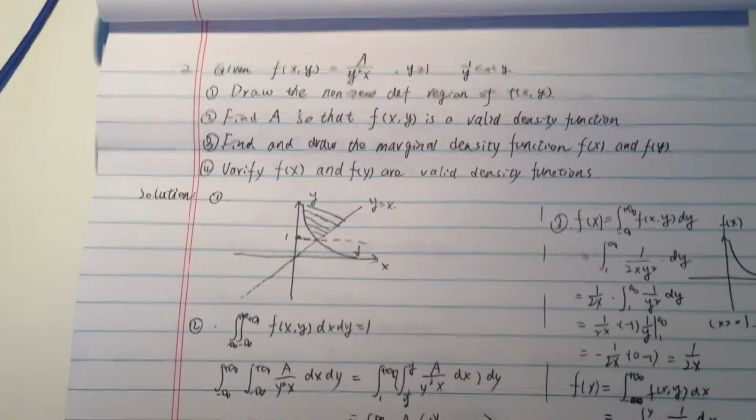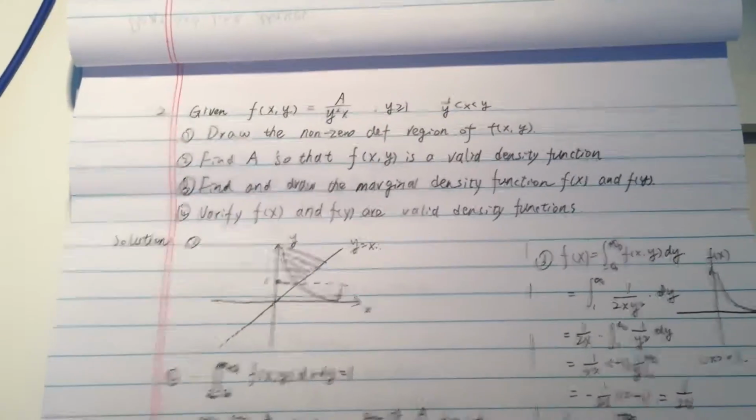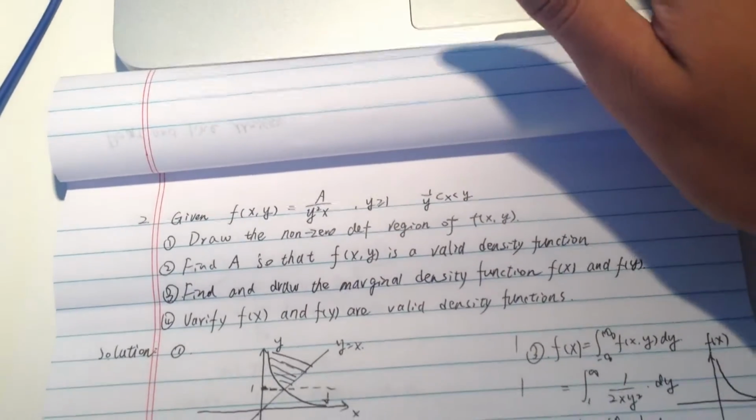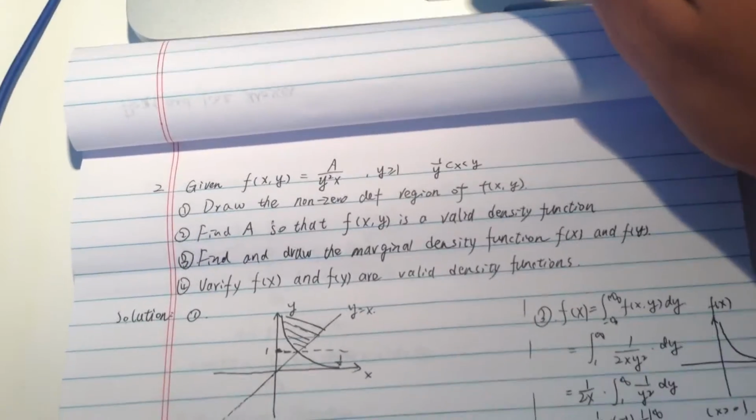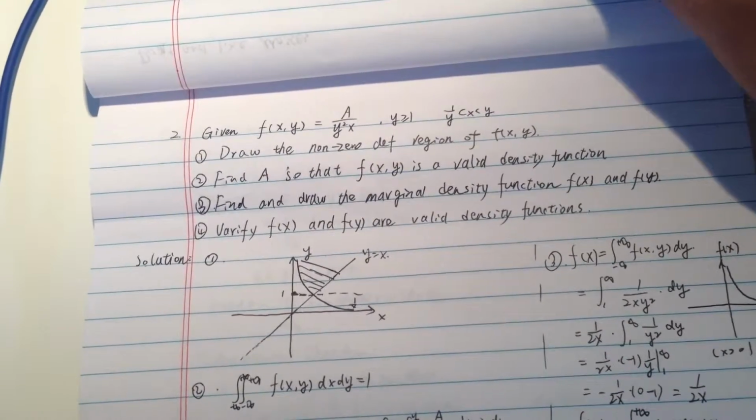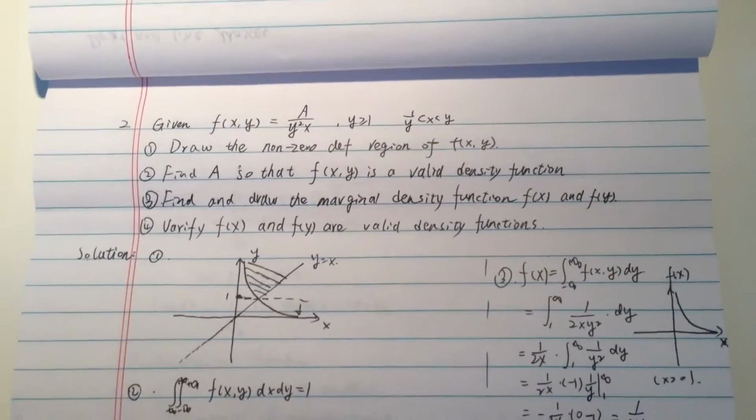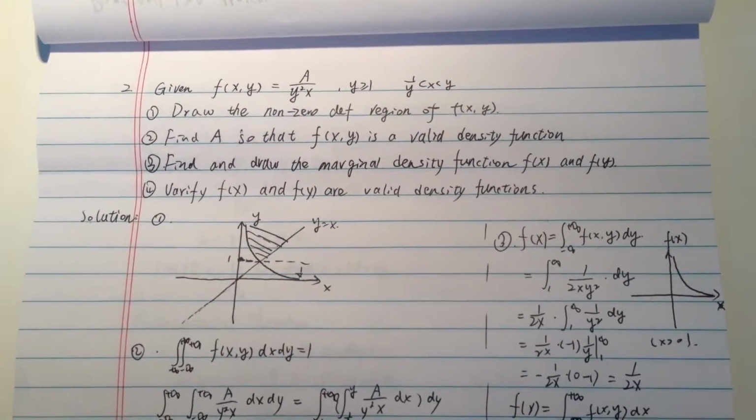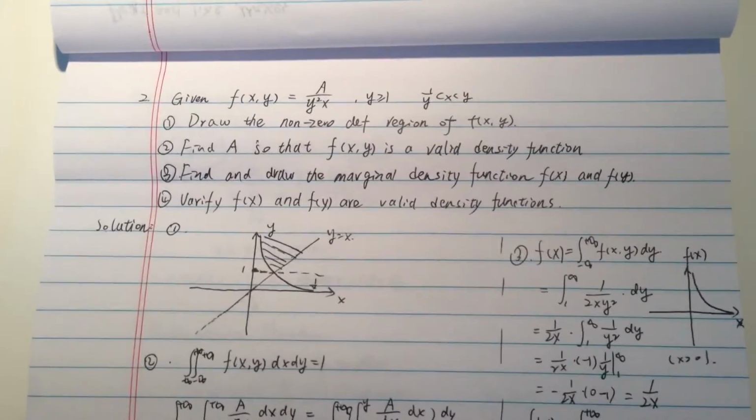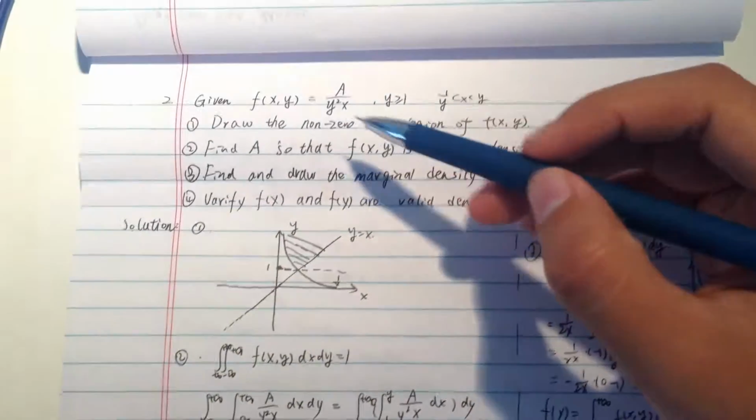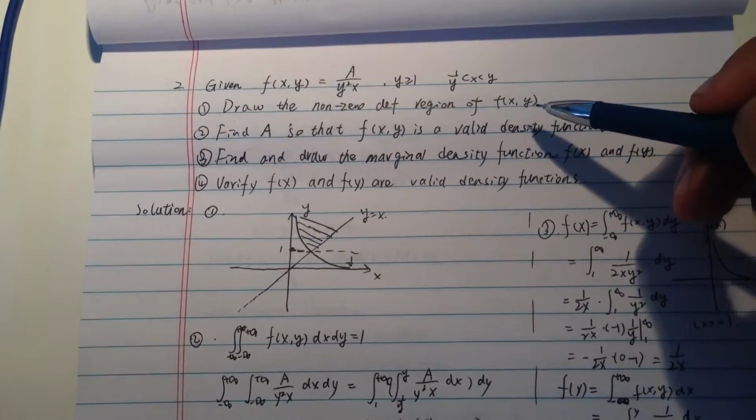Now is the time to do question 2 for homework 5 in probability and stochastic process. In question 2, we are given the PDF of x and y equal to a over y squared and x, for y more than 1 and x less than y and more than 1 over y. The first question needs us to draw the non-zero definition region of f_{X,Y}.